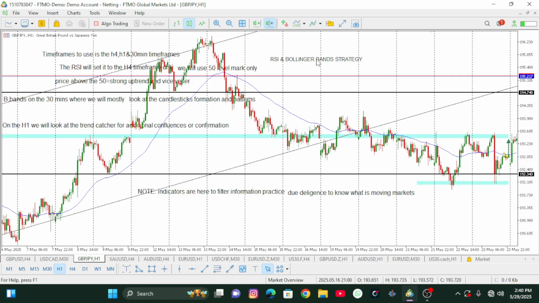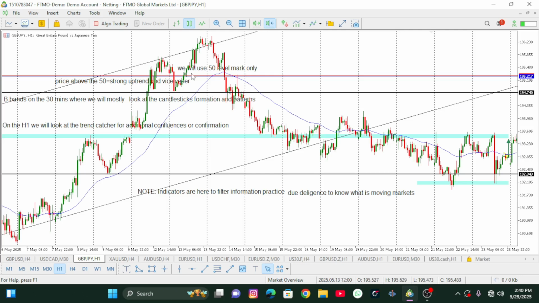The strategy is all about using the RSI and the Bollinger Bands. The time frames that we'll be using in this video today will mostly be the 4 hour and the 30 minutes. We'll set the RSI on the 4 hour time frame.